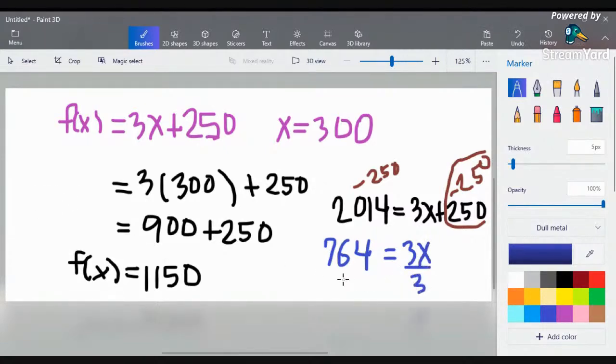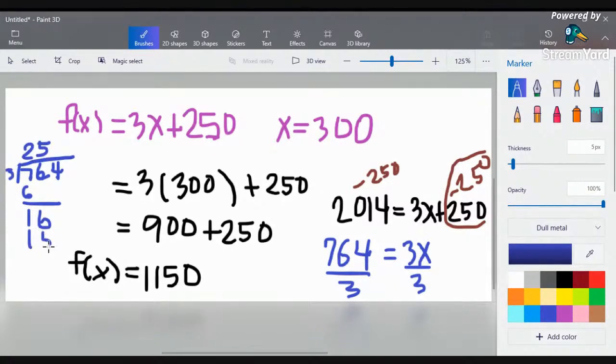Okay, so let's divide 764 by 3. Divide both sides by 3 in order to find x. So 764 divided by 3. We get 2, 6, 16. We have 5. 5 times 3, we get 15. Oh, sorry. Okay, 14 divided by 3, we get 4.